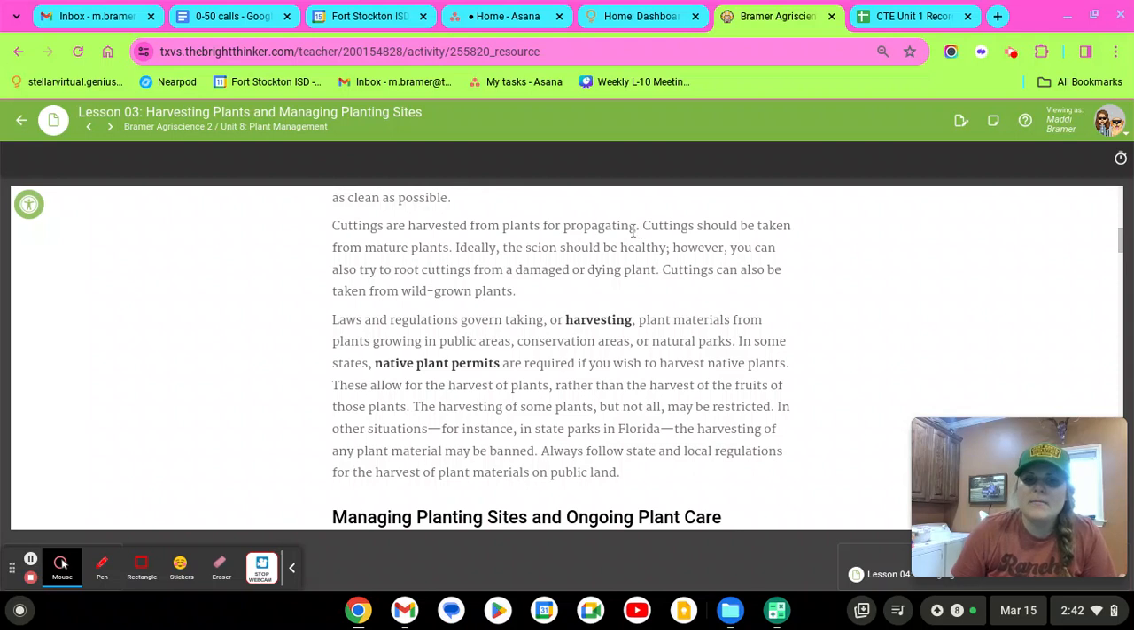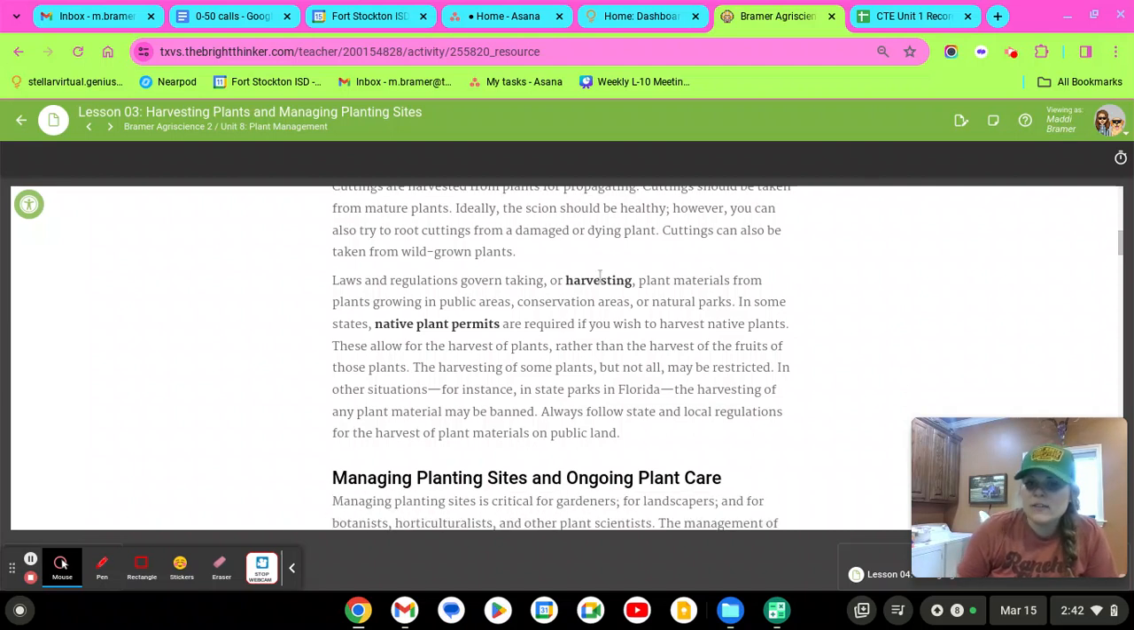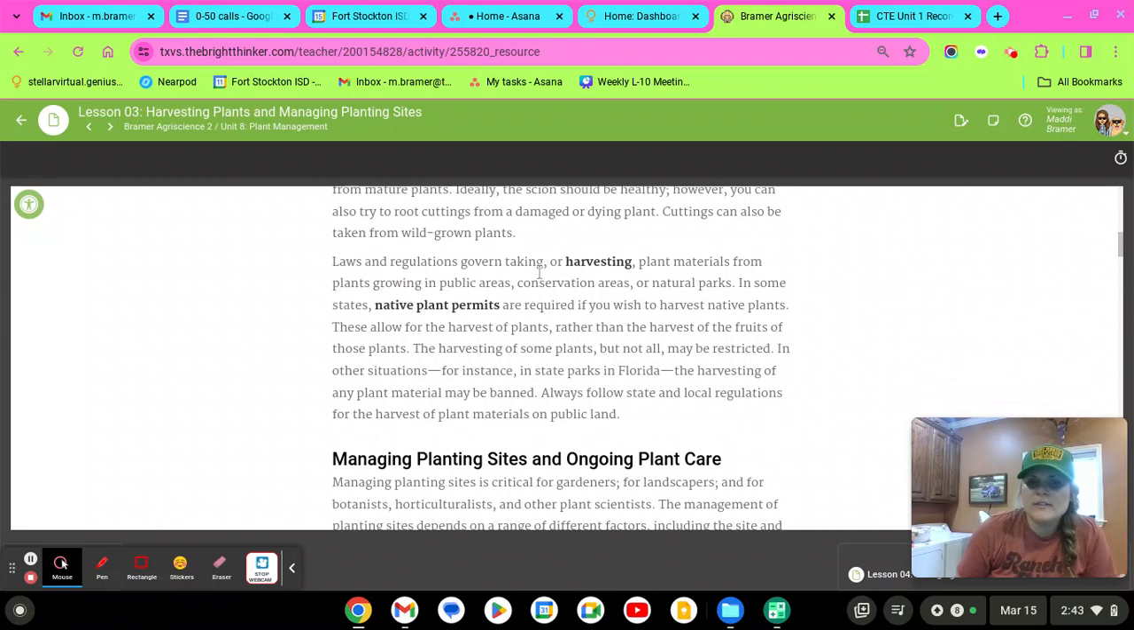So these are pieces of the plant, and you just take a piece of that plant and you can dip it in rooting hormone, or actually just sometimes stick it in the ground and that plant will grow. Laws and regulations govern taking or harvesting plant materials from plants grown in public areas. So you just can't go around stealing all these different types of plants for your personal landscape.